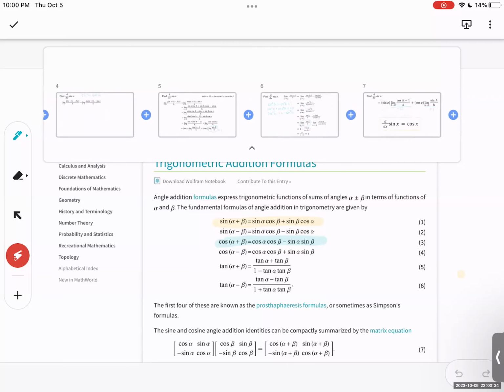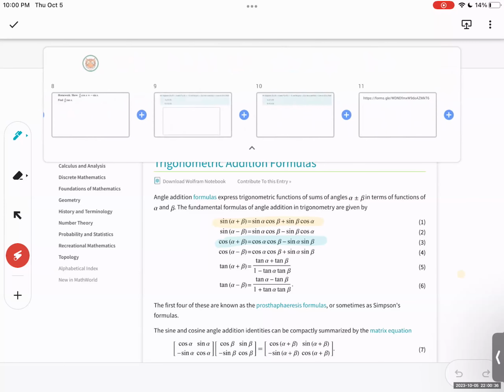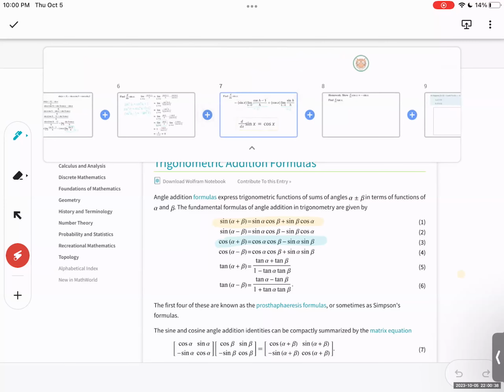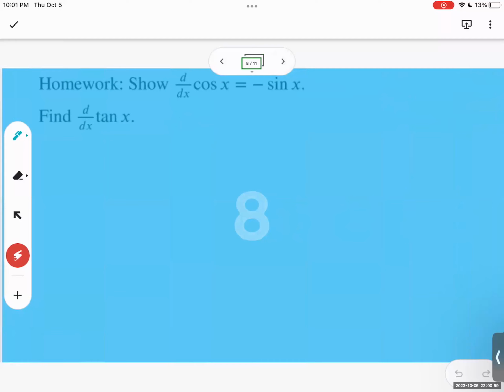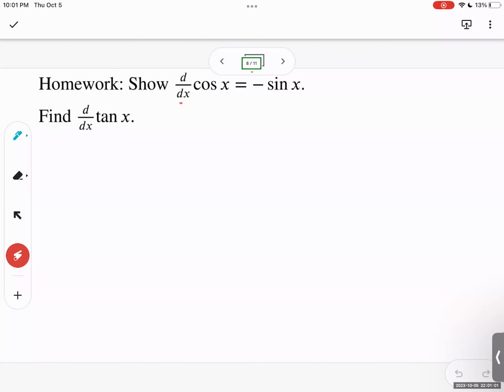And then we can assume, going back to this slide, we know that the limit as h approaches 0 of cosine h minus 1 over h equals 0. The limit as h approaches 0 of sine h over h is 1. Anything that we've already proved, you can use. But right now, we're going to use this derivative to find the tangent of x.